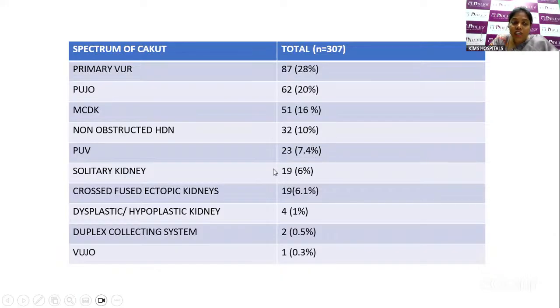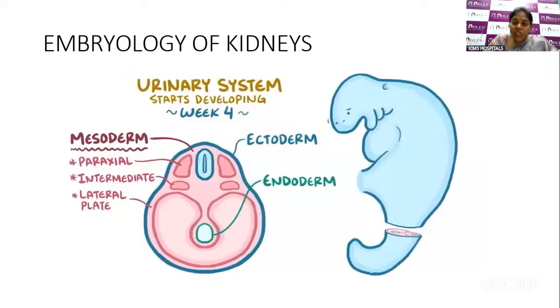Around 6% of the children are born with a solitary kidney, and 6.1% of the cases have cross-fused ectopic kidneys. It could be an ectopic or a cross-fused ectopic kidney; both come in this category. A hypoplastic or dysplastic kidney is very rare, occurring in only 1% of the cases. The duplex collecting system is also rare, occurring in 0.5% of the cases. And the rarest of the rare, as per the studies in the Indian population, is vesicoureteric junction obstruction.